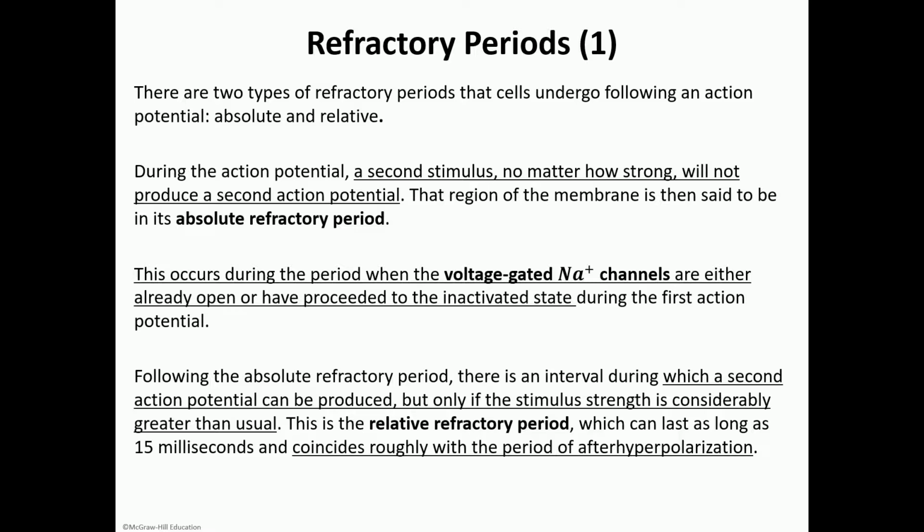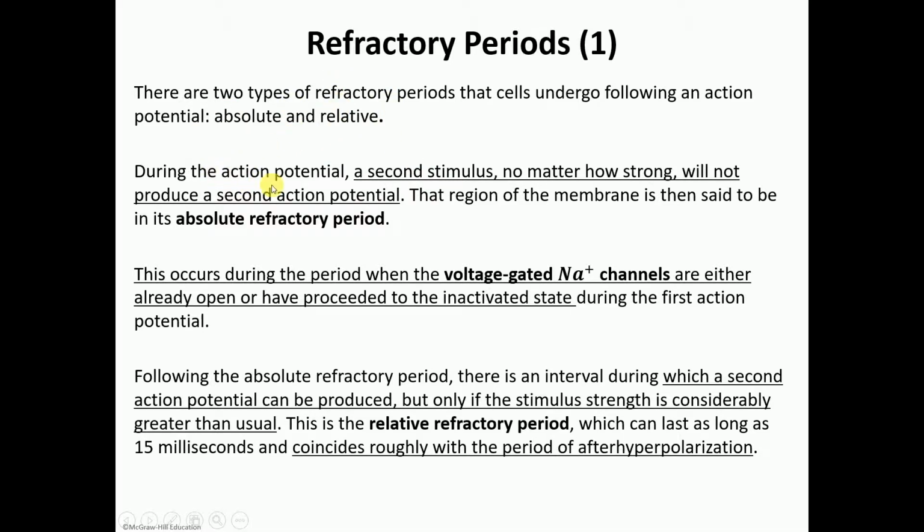Now for refractory periods. Refractory literally means stubborn, okay? So during these refractory periods, you keep on stimulating the nerve, but the nerve is so stubborn that it doesn't want to respond. So there are reasons why this happens and advantages to this. We have two different kinds of stubbornness, two different kinds of refractory periods. One is absolute and one is relative.